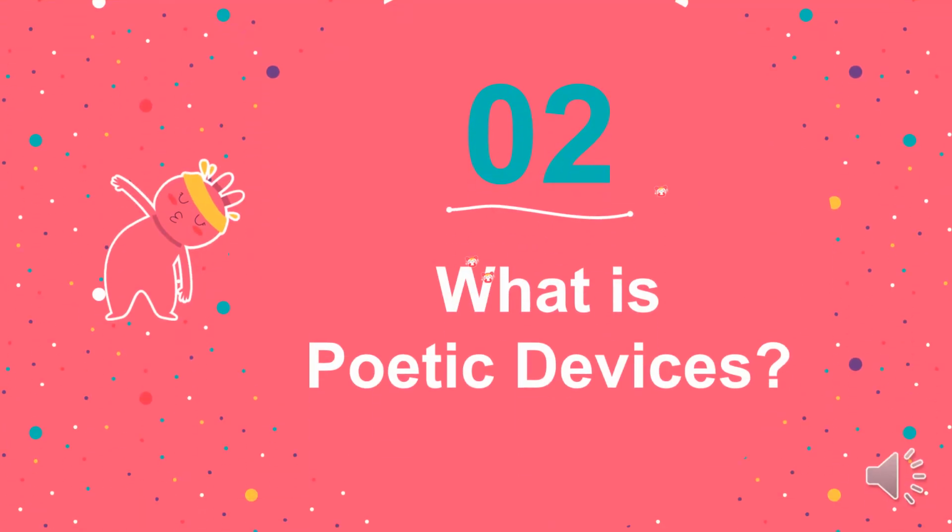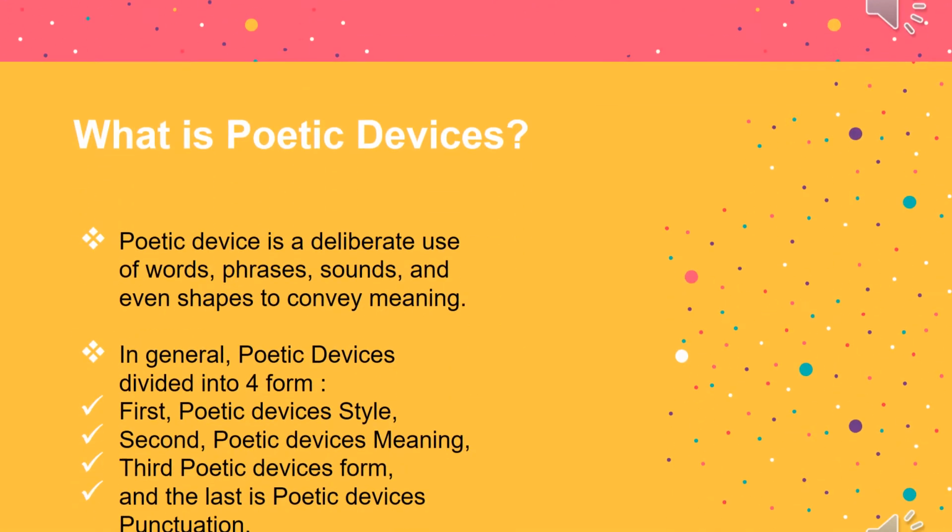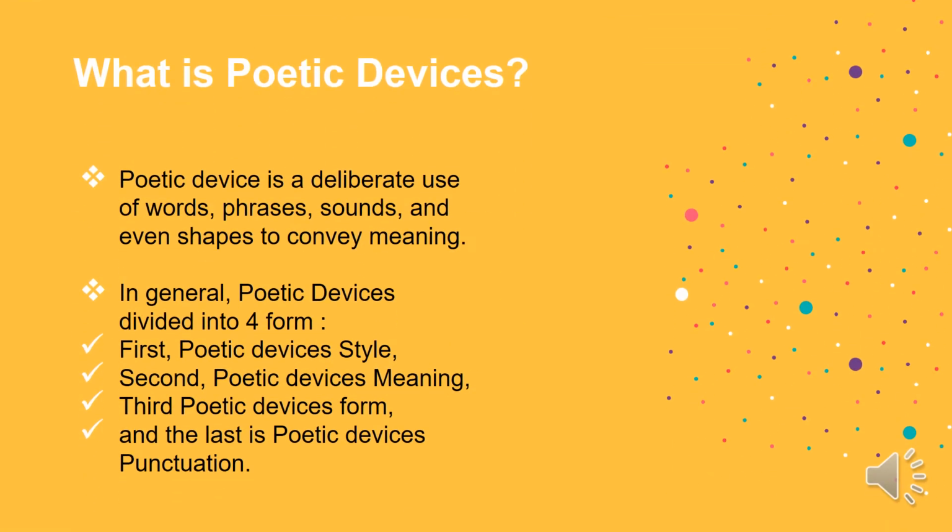Second, what are poetic devices? Poetic devices are the deliberate use of words, phrases, sounds, and even shapes to convey meaning. In general, poetic devices are divided into four forms. First, poetic devices style. Second, poetic devices meaning. Third, poetic devices form. And the last is poetic devices punctuation.